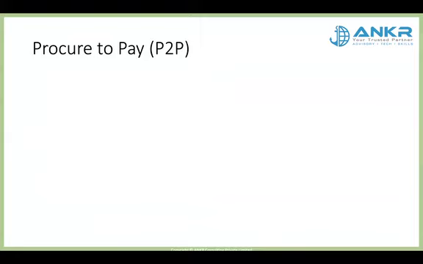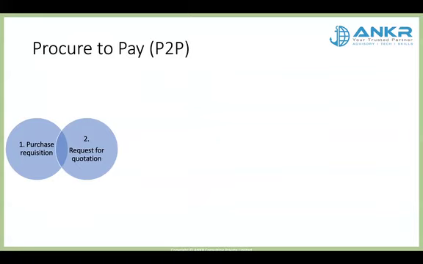What are the steps involved in the P2P cycle? What are the critical steps in the entire P2P cycle? The first step is purchase requisition. There are multiple departments in an organization, and when a department has a particular need, for example, they need to procure a laptop, they will raise a purchase requisition. This user department raises the purchase requisition. Then it comes to the procurement department, who reach out to their vendors and ask them for a quotation.